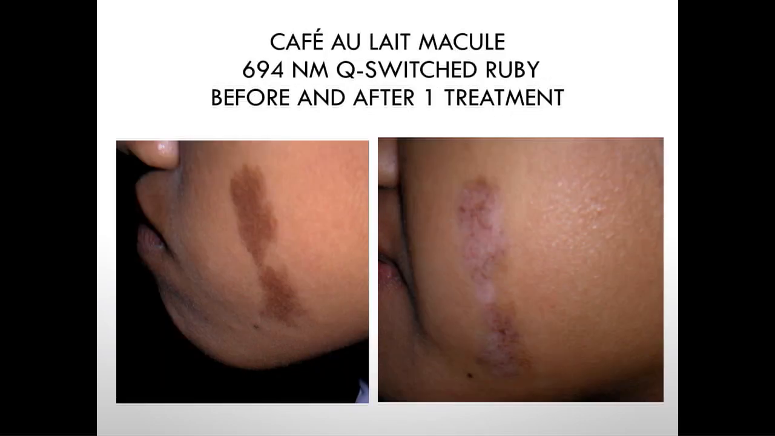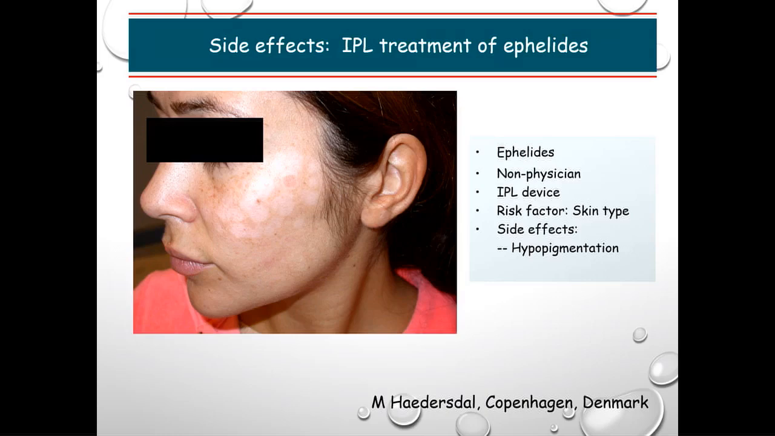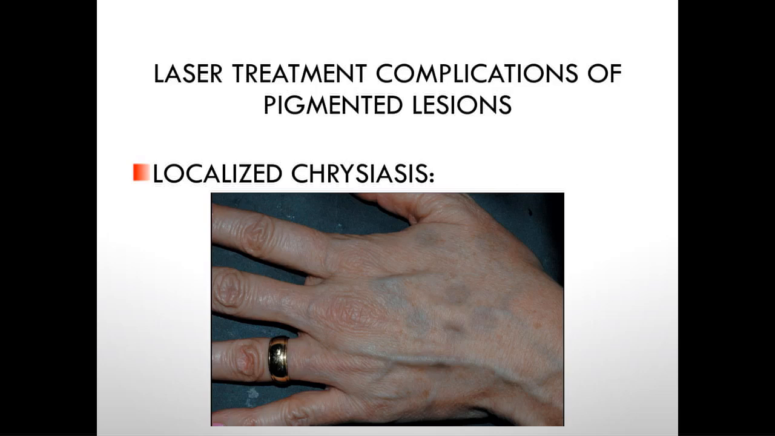Patient treated with Q-switch ruby, she is dark-skinned and she got hypopigmentation. Luckily, this resolved with good clearance of her café au lait macule after multiple treatments. And this is a patient who was treated by a non-physician with an IPL device that caused hypopigmentation that can be permanent. So do not treat tanned patients with lasers.